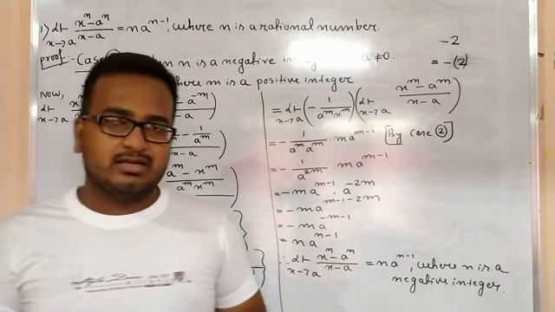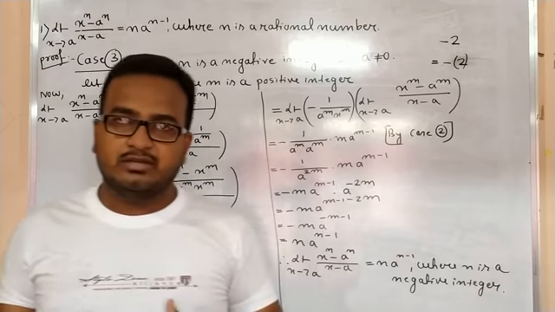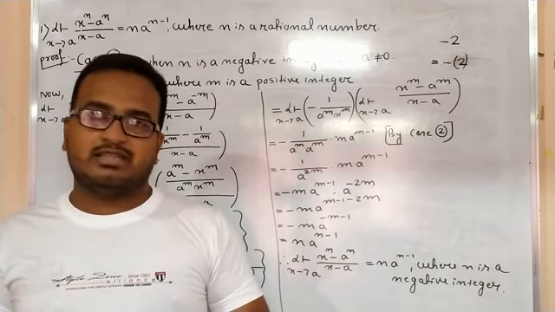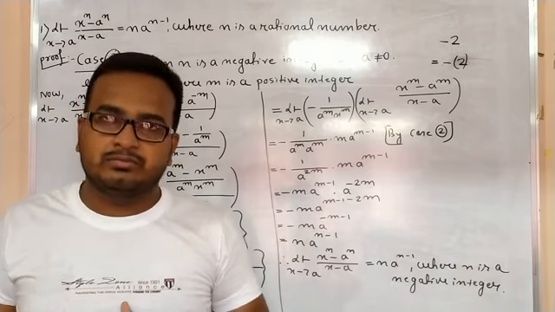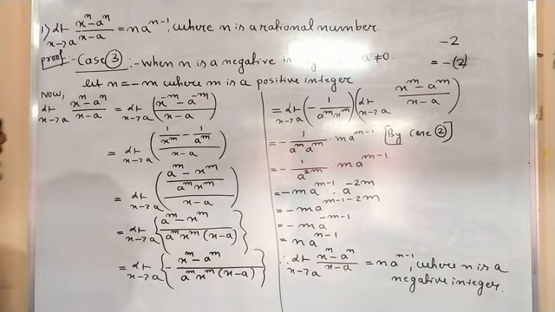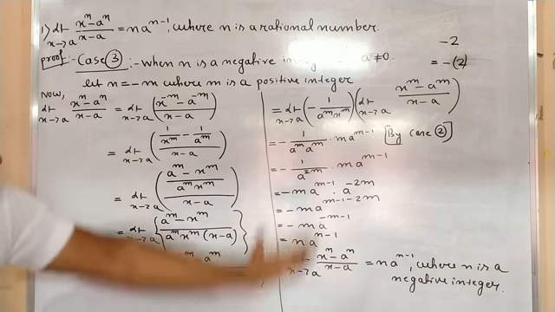Now case 4 is there when n is a rational fraction. That means when it is not an integer. That is, it is a number of the form p by q, right? So let us prove it. Before that, pause the video to note it down.